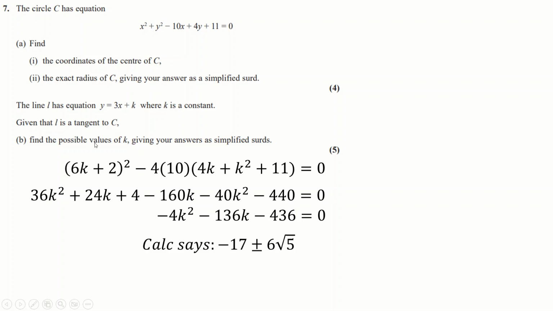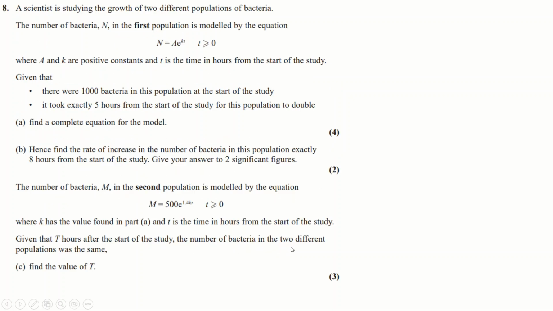And k is a constant. Oh, sorry, 2 possible values of k in simplified surds. Your calculator just gives you those like this anyway, so those will be your answers there.